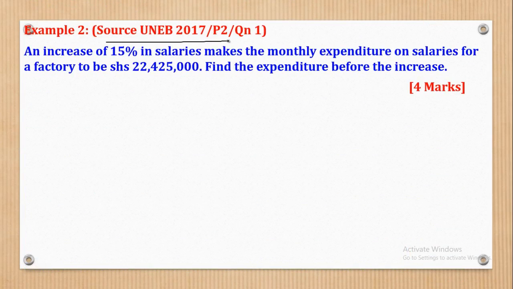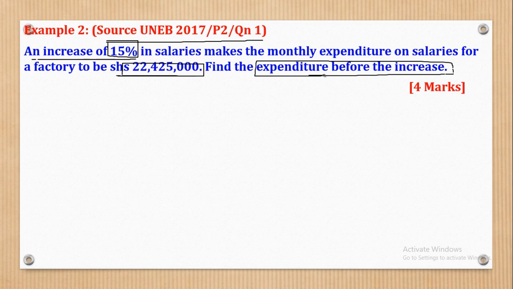Example 2 came from UNEB 2017 paper 2 question 1, and it says an increase of 15% in the salaries makes the monthly expenditure on salaries for a factory to be shillings this. Find the expenditure before the increase. So now that means that this amount is the new price, and this 15% is the percentage increase, and they want the old price. That's why they say price before the increase. So they are giving us the new price and the percentage increase, but they want the old price. So what shall we do?